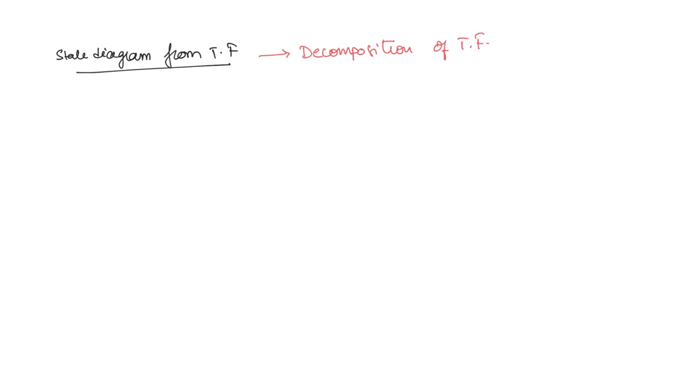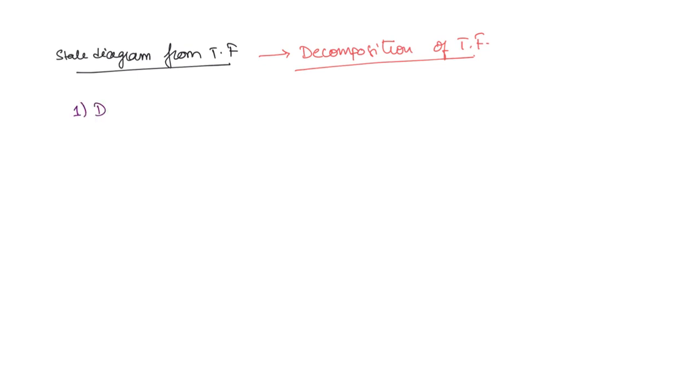Next, in state variable analysis, we want to obtain the state diagram from a given transfer function. And this process of obtaining the state diagram from the transfer function is called decomposition of the transfer function. There are various methods in which you can do the decomposition. We will now discuss what these methods are.